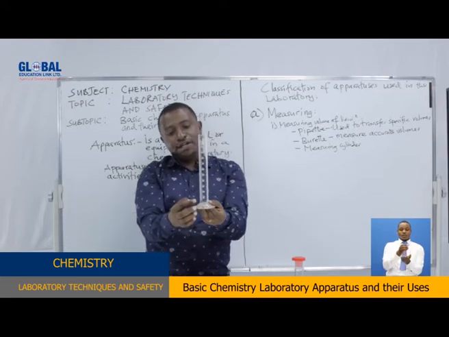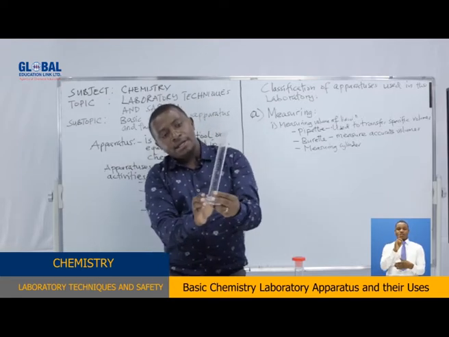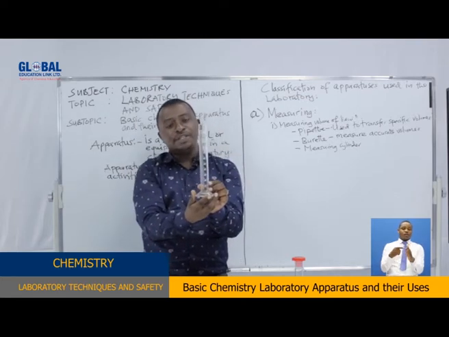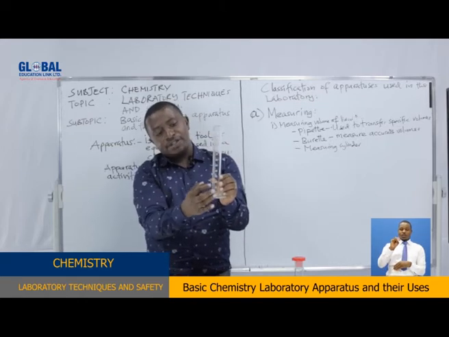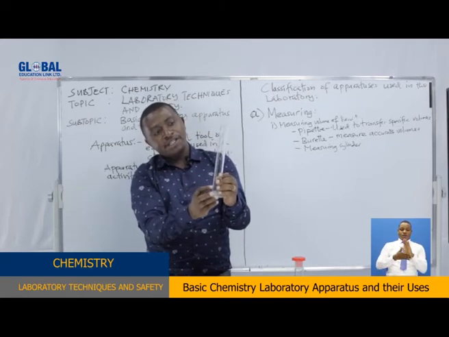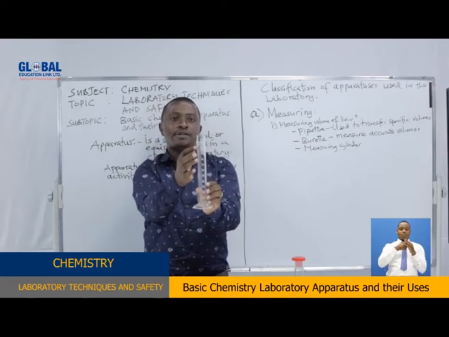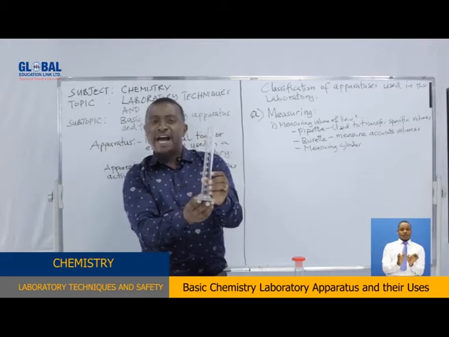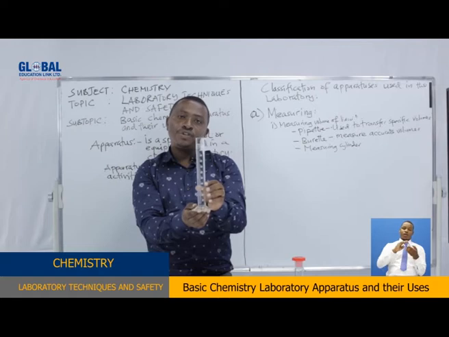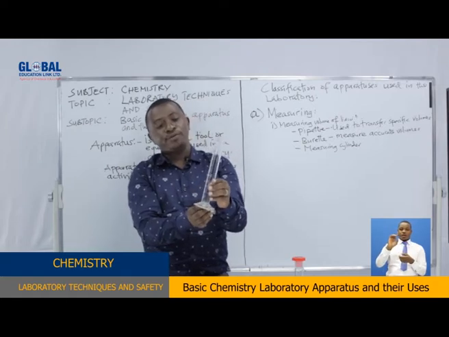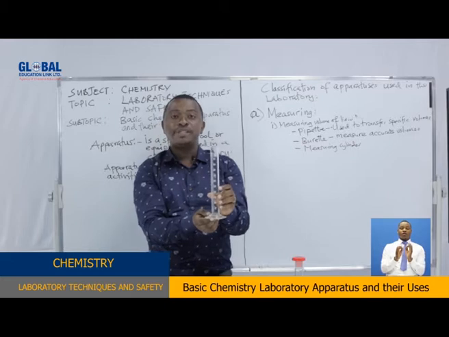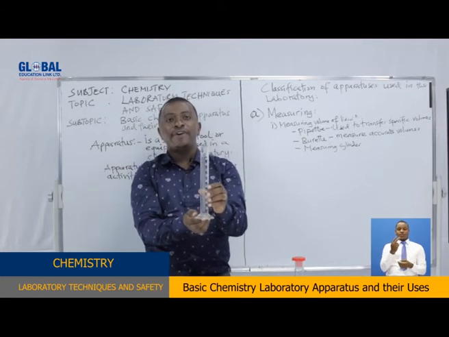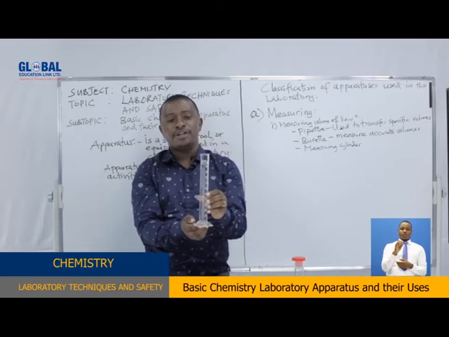A measuring cylinder is also calibrated. This measuring cylinder is of 100 mL or 100 cubic centimeters. It is calibrated. You can see the calibrations here from 10 cubic centimeters to 100 cubic centimeters. This one also measures specific volumes and accurate volumes, and it is much used in the laboratory. It can be of 10 cubic centimeters, 20 cubic centimeters, 50, 100, 500, even 1,000 cubic centimeters.